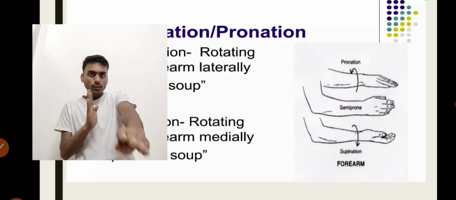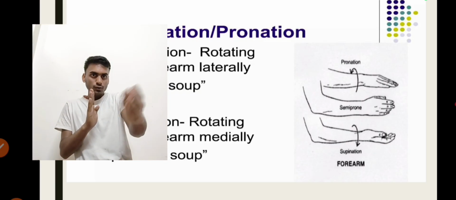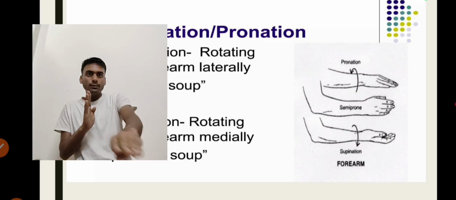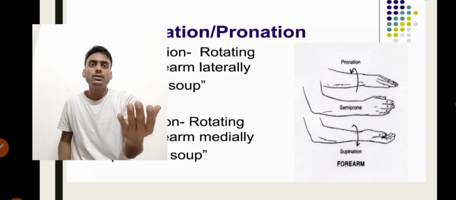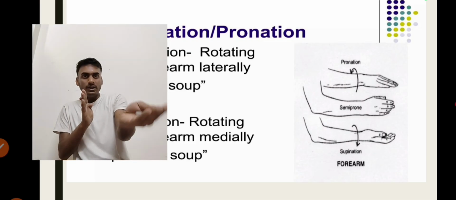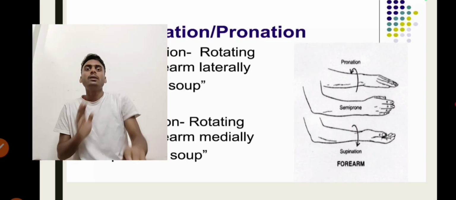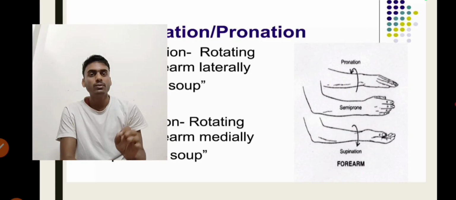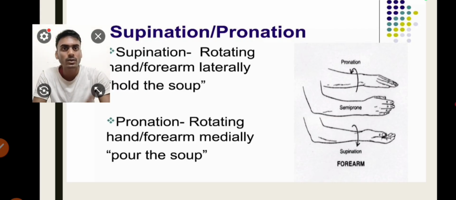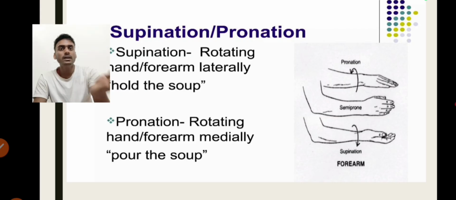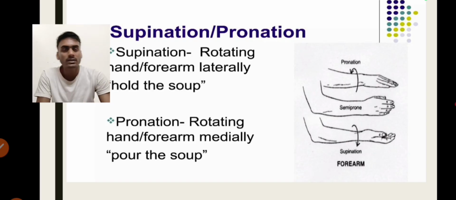If you move like this, towards the lateral, or away from the body, and hold the soap or anything in your palm laterally, this is called supination. Medially you can hold, and this is called pronation. This is a basic and important question. Supination means laterally hold the soap, pronation means medially hold the soap. I hope you can easily understand.